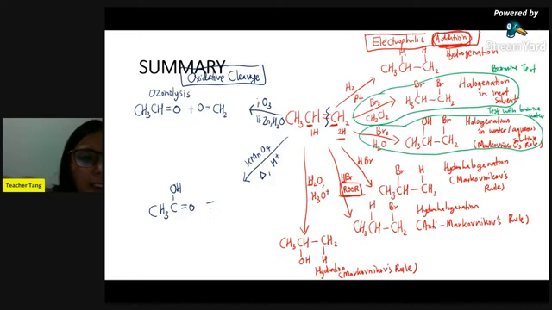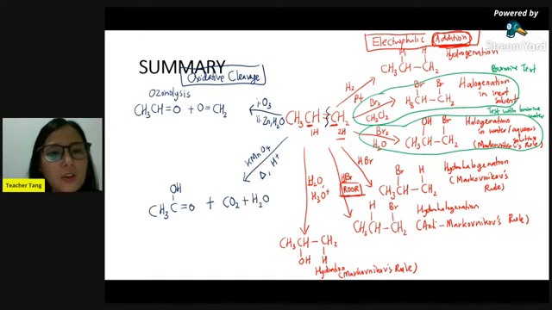And then this is terminal. So this is a terminal carbon-carbon double bond, so the CH2 will be oxidized to give you carbon dioxide and water. Okay, so that is the oxidative cleavage using hot acidified KMnO4.